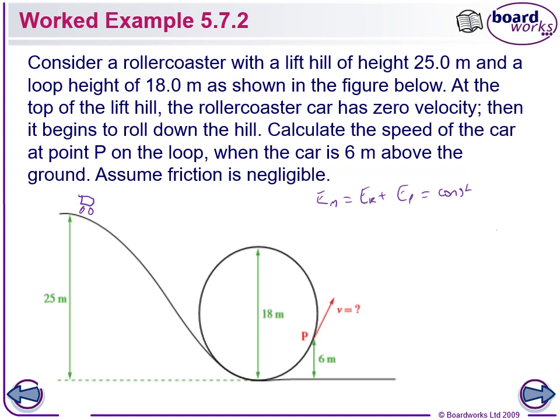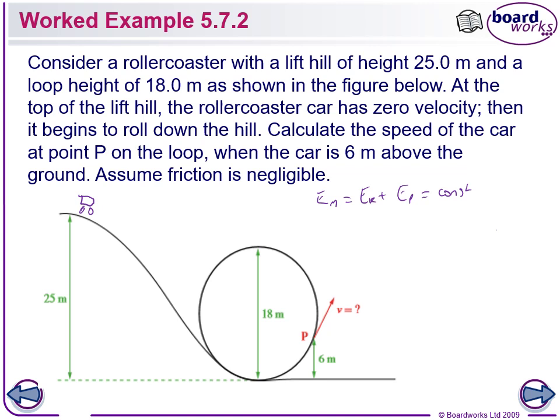It then goes back up the loop, and we need to get its speed at point P. Now, there's a couple of ways we could do this. The hard way is to start at the top of the hill, work out its gravitational potential energy, then work out how fast it's going at the bottom, because all of that gravitational potential has been converted to kinetic. So we'll know what its kinetic energy at the bottom is. Then as it goes back up, that kinetic energy is being converted to gravitational potential. So we can work it out that way. That's the hard one. Let me show you the easy way.